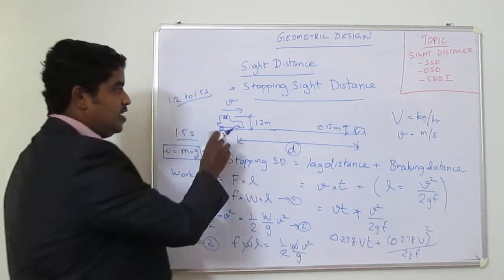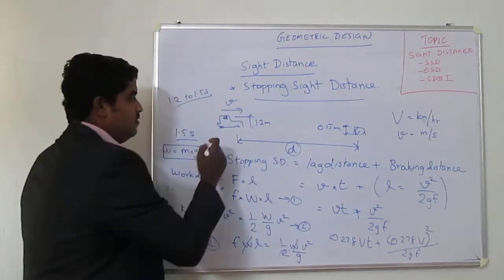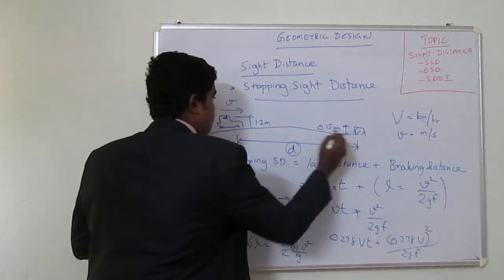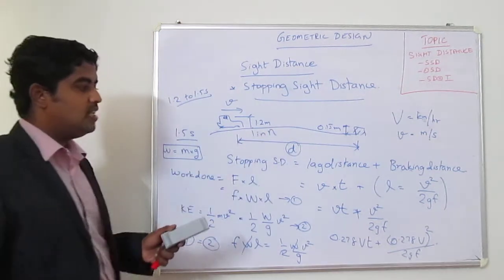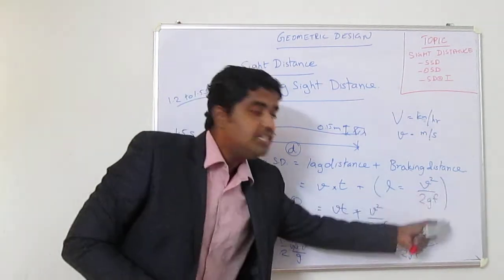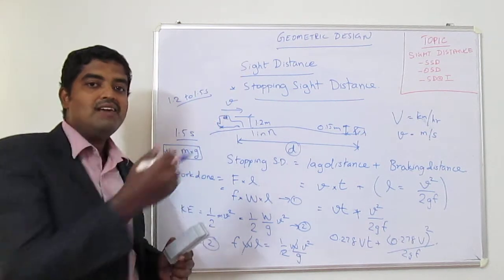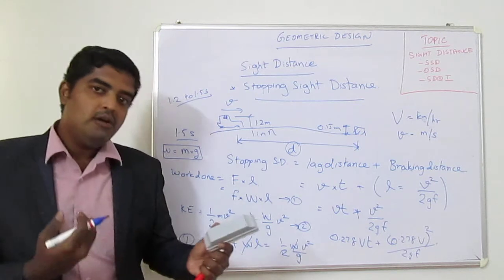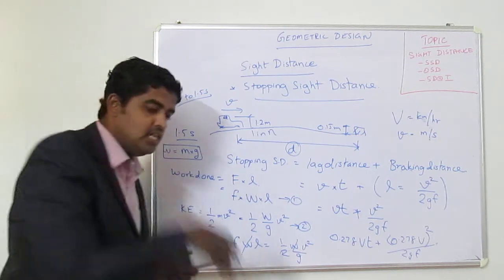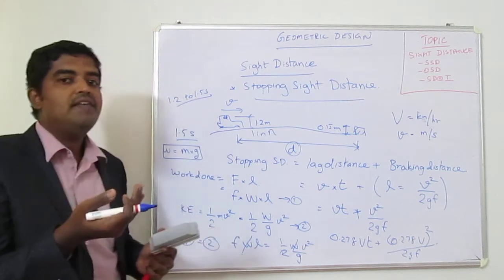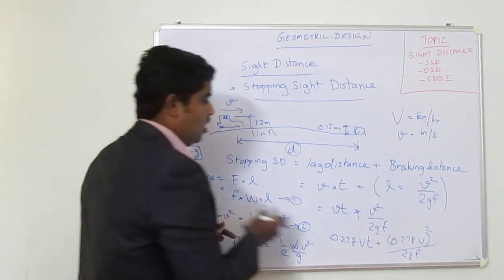In case it is not a plane but has a small gradient, say a small slope, the slope is 1 in n. Then the coefficient of friction will vary, right? If it is an ascending gradient, the vehicle will find it much easier to stop much sooner than on a flat road. If it is a descending gradient, the vehicle will take a longer distance to stop. So here the formula changes.